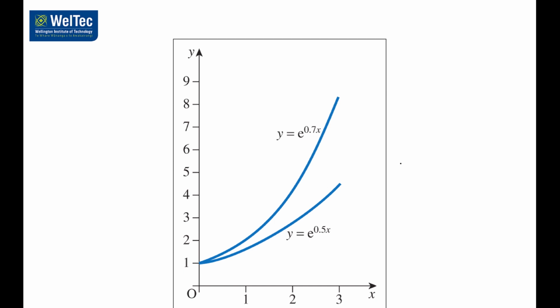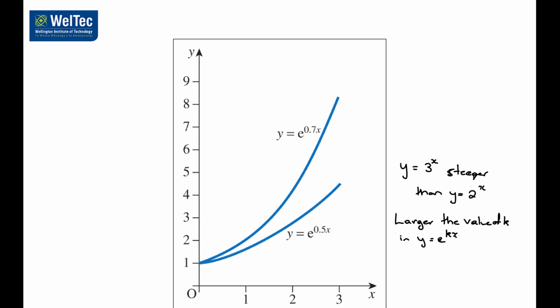The key features of an exponential graph are that the greater the base number, the steeper the curve. So y equals 3 to the power of x is steeper than y equals 2 to the power of x, for example. The larger the value of k in y equals e to the kx, the steeper the curve.